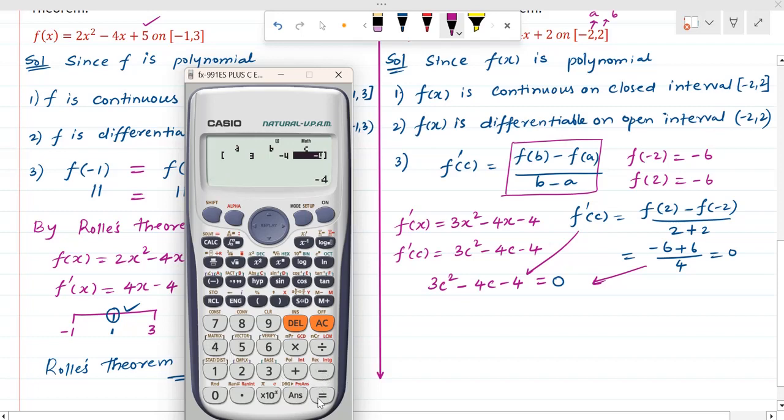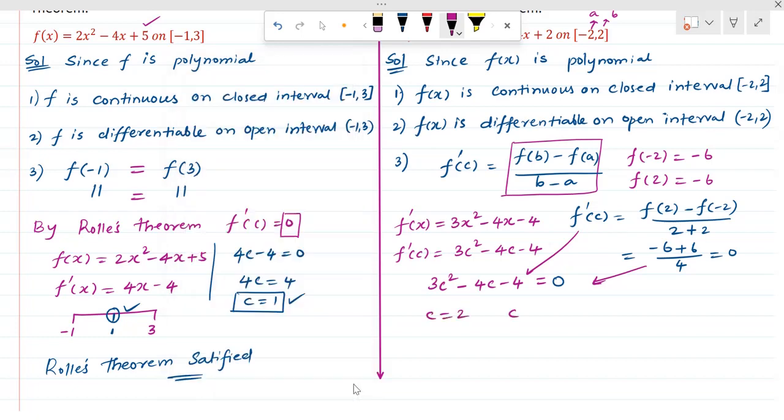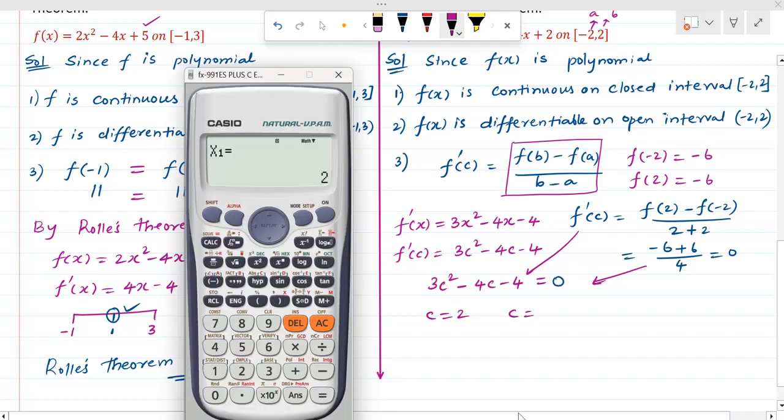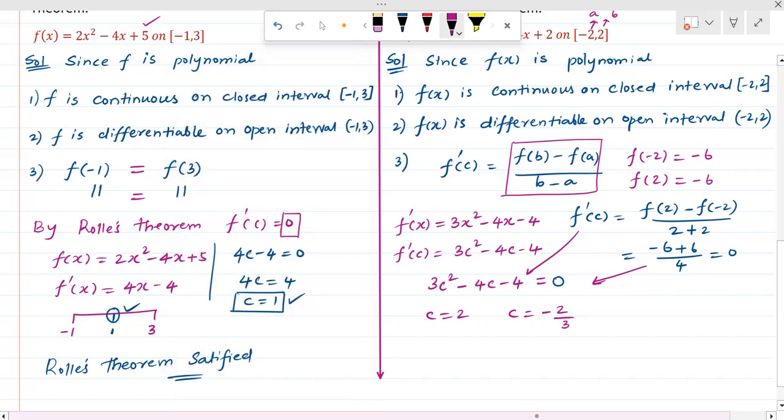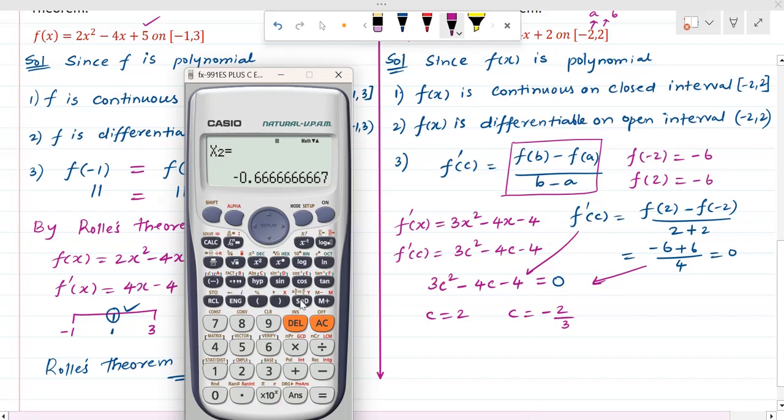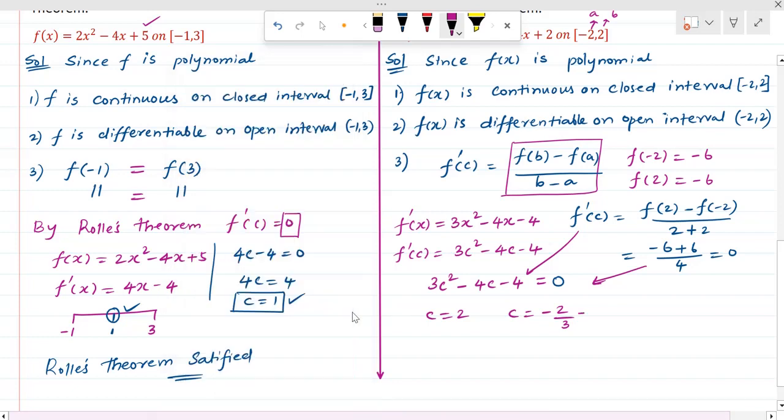So therefore equal again. So you will get c is equal to, again we will have 2 c values because it's a quadratic. It is minus 2 over 3. If you write it in decimal, what should be the decimal? This is minus 0.666. Okay. So let us check here.